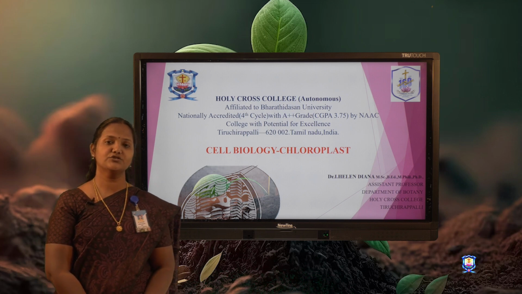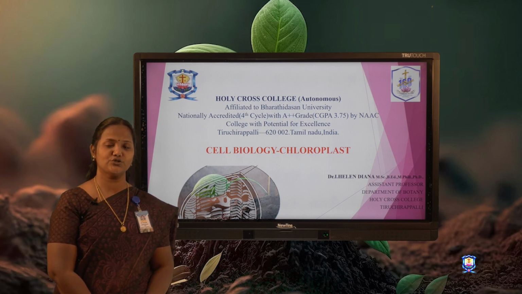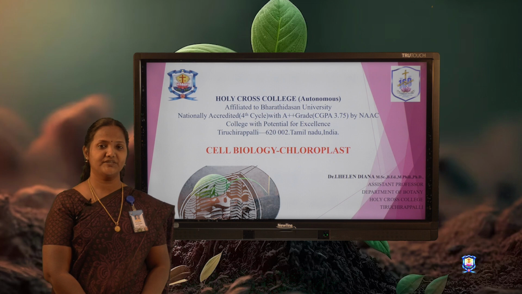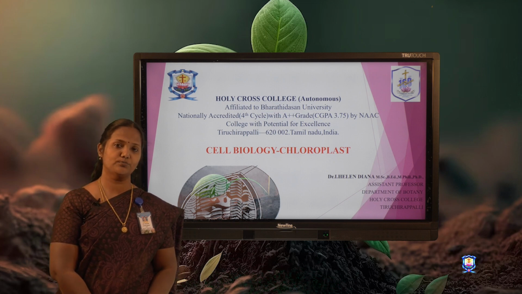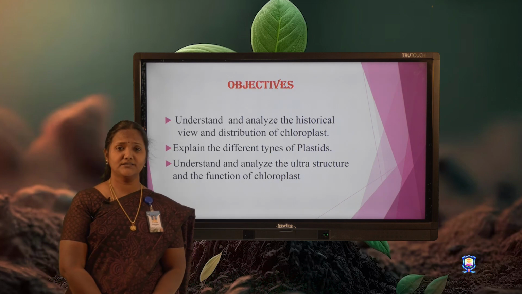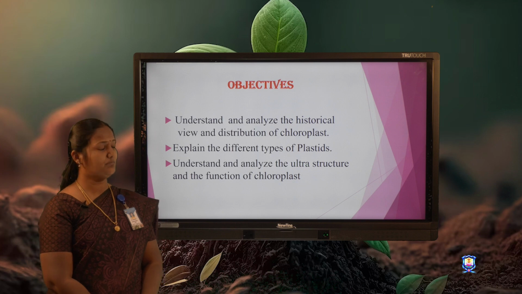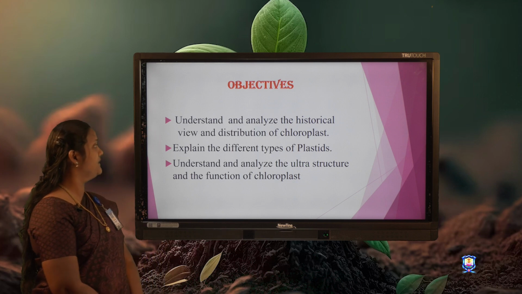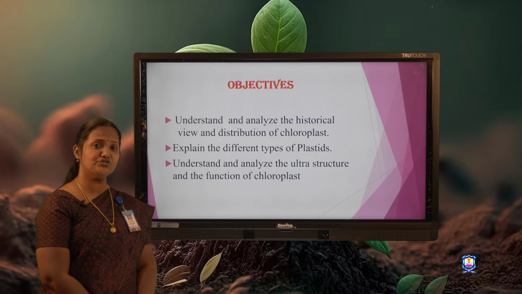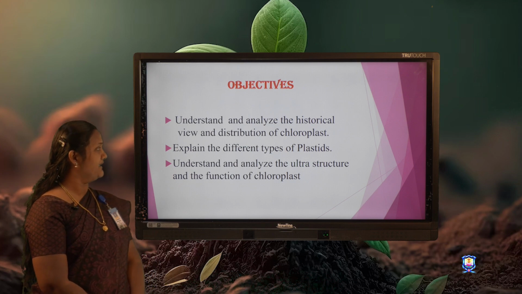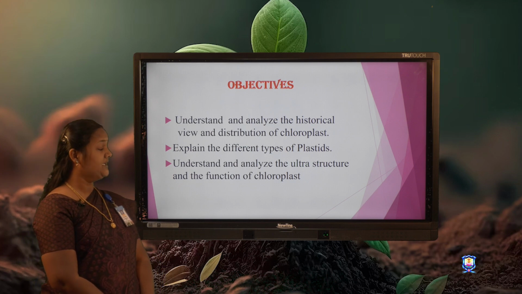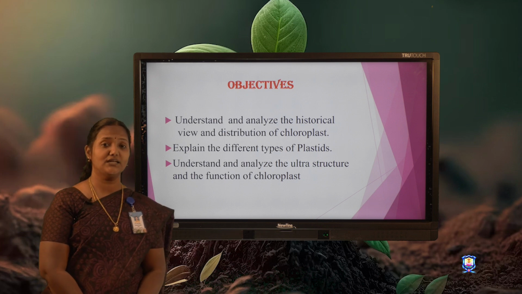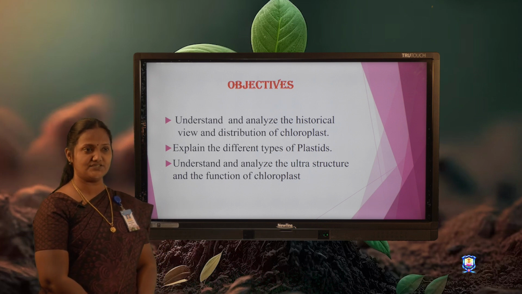Dear students, today we talk about an interesting topic in cell biology, that is the ultrastructure of the chloroplast and its function. In this presentation, you have to learn the following objectives: you understand and analyze the historical view and the distribution of the chloroplast and explain the different types of plastids. Then you understand and analyze the ultrastructure of the chloroplast and its function.